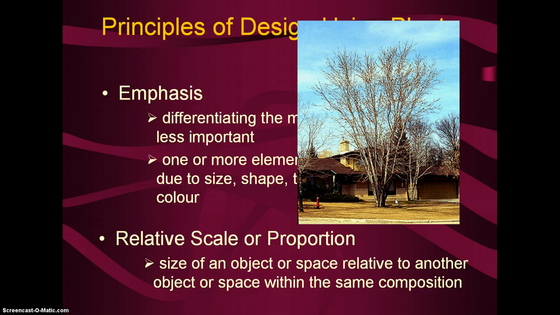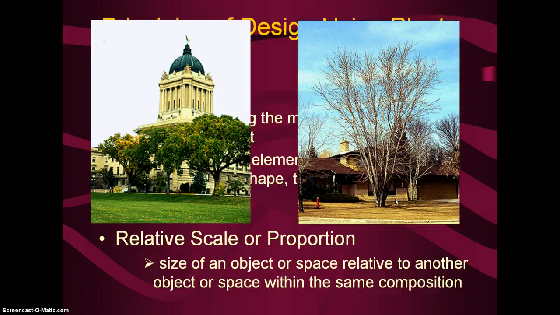So you can change the relative scale of the landscape just by what you put in there in terms of plant material. Just another example of that is to show how large a building is. This is the legislative building in Winnipeg. You can see that's a big building, and these are large elm trees, but look at how small they look relative to the building. So it's all a matter of scale.